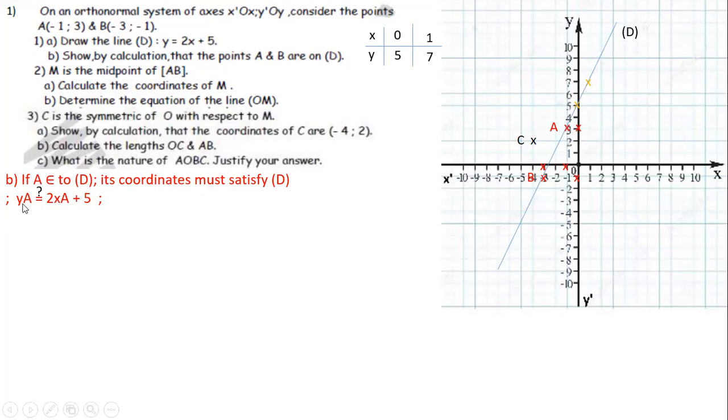Now, what is the ordinate of A, Alex? The ordinate of A is 3. Okay. What is the abscissa of A?